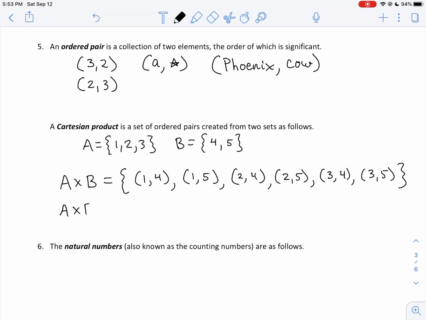The way you would write this in set builder notation is the following. You would say the set A cross B is the set of all points (x, y), or all ordered pairs (x, y), such that, that's what that bar means, such that x is an element of A and y is an element of B. And here's a formal way using set builder notation to describe a Cartesian product.